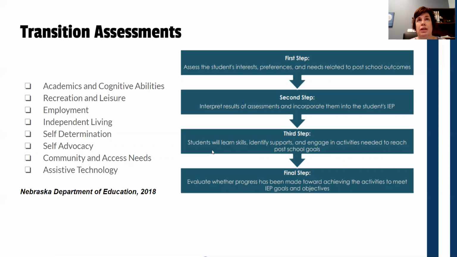So transition assessments cover a wide variety of areas. They address academics, they address rec and leisure, employment, independent living skills. They can assess how much a person knows about self-advocacy and their knowledge about their community resources. And if they are needing assistive technology, they provide information on that.